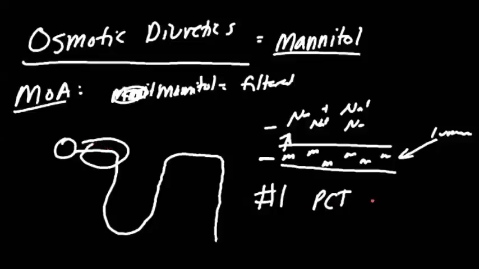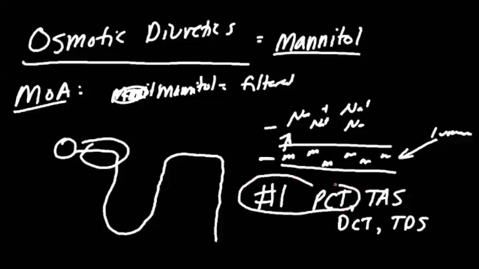Also, remember I said all the water-soluble segments of the nephron are where mannitol acts. So we have the proximal convoluted tubule. You also have the thick ascending segment. You also have the distal collecting tubule. You also have the thin descending segment. All of these locations are where mannitol can act. The number one is going to be the proximal convoluted tubule.